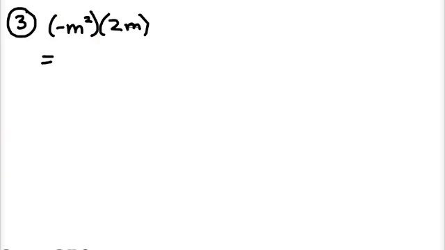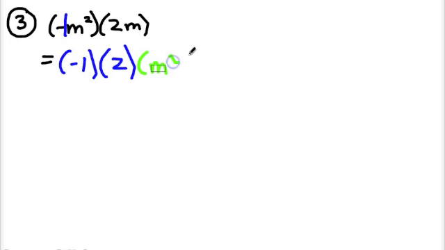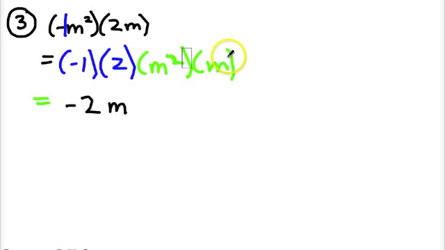This coefficient is actually negative 1. So our coefficient is negative 1 times 2. I'll write them out for you. Negative 1 times 2. And then we have m squared times m. You don't have to do this step, but at first sometimes it makes it easy to understand. So my final answer is negative 1 times 2 is negative 2. m squared times m is m, 2 plus 1, remember there's that little invisible 1, m cubed.